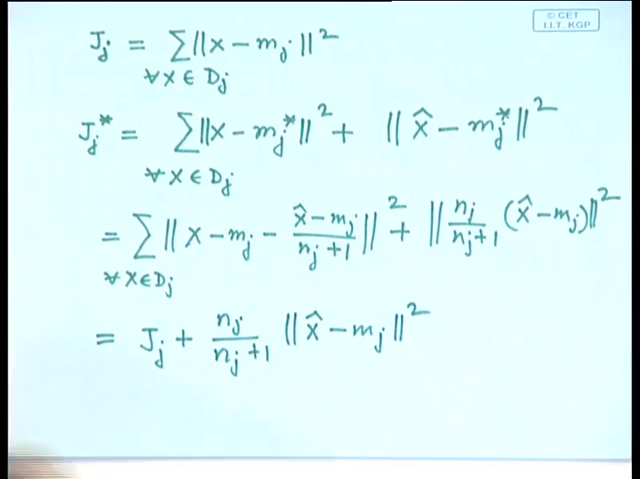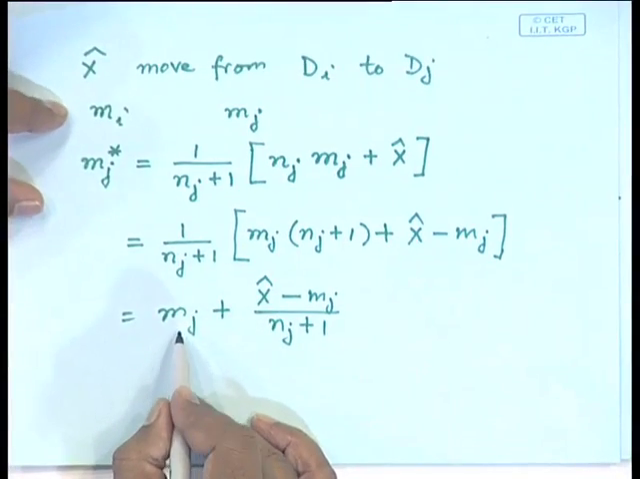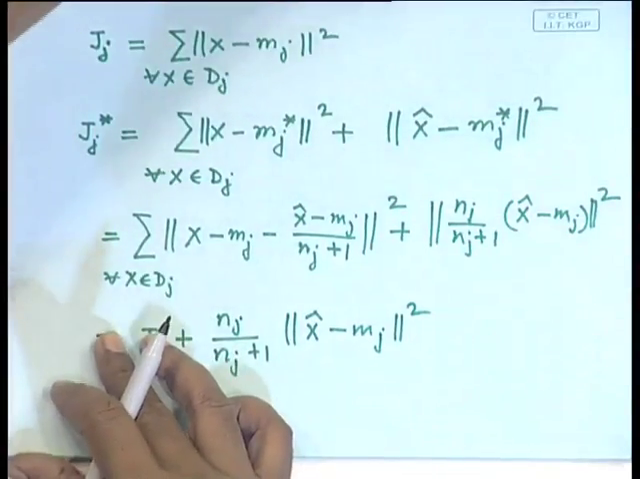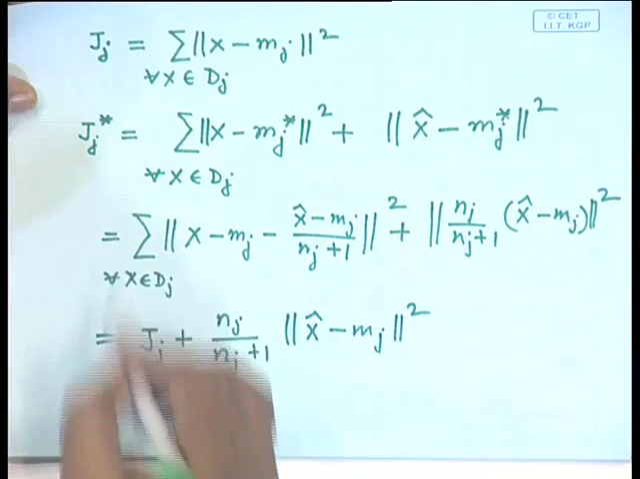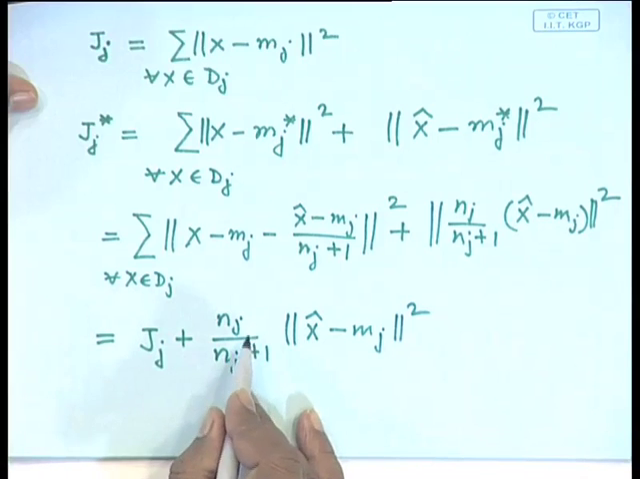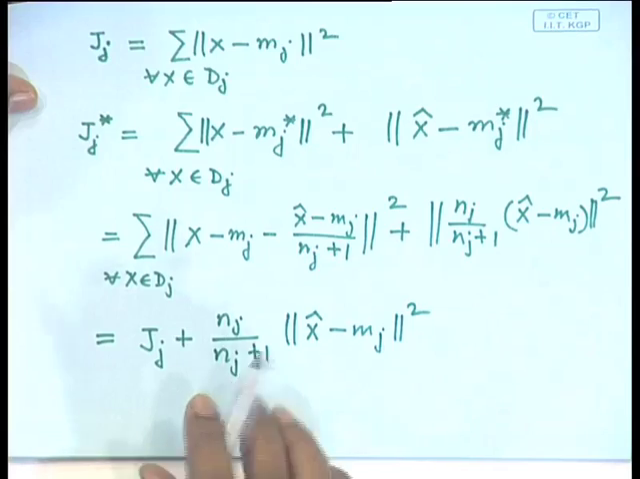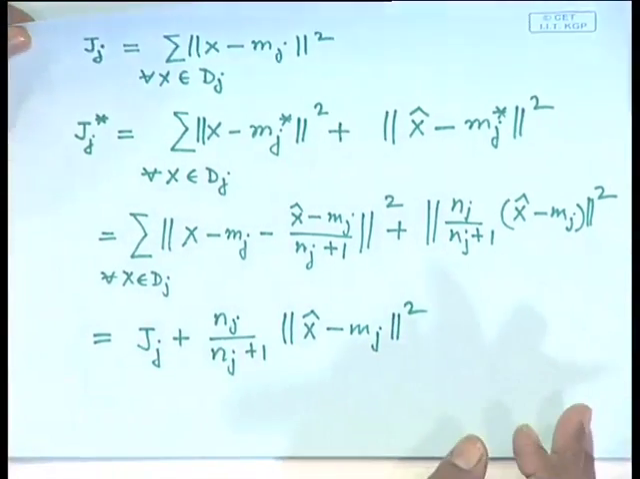Okay. So, because of the inclusion of this x hat into the jth cluster, the mean has moved from m j to m j plus x hat minus m j by n j plus 1, and the total squared error has increased from x j to x j plus n j by n j plus 1 into x hat minus m j squared. Okay. So, as there has been a change in the mean and the sum of squared error in the jth cluster, similarly there will also be a change in the mean and sum of squared error in the ith cluster.